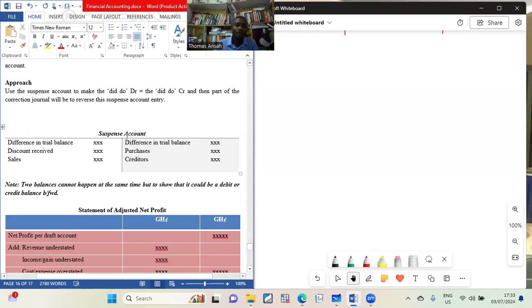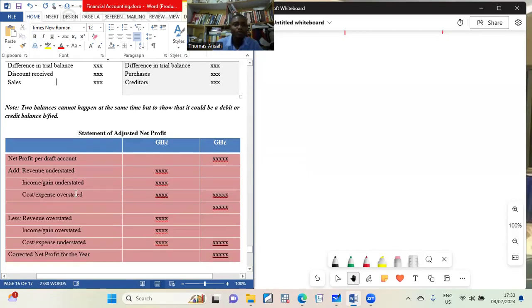The difference in the trial balance is to be given to you. You cannot have a balance here and a balance here at the same time. It should be one. So two balances cannot happen at the same time. All right, so that is that. Then you bring in any discounts and these purchases and creditors. We will pick up a full example and we will look at that.